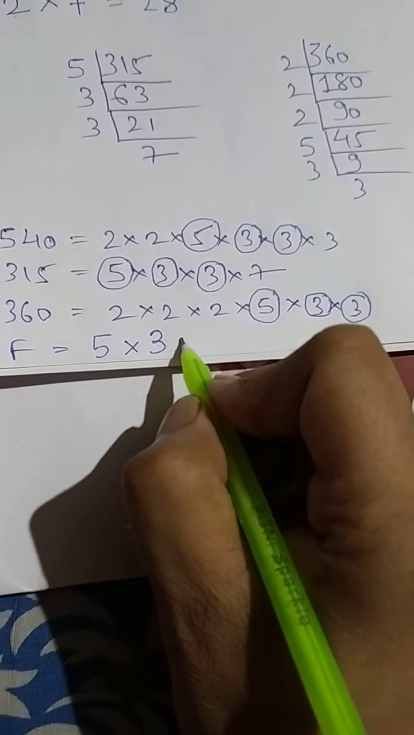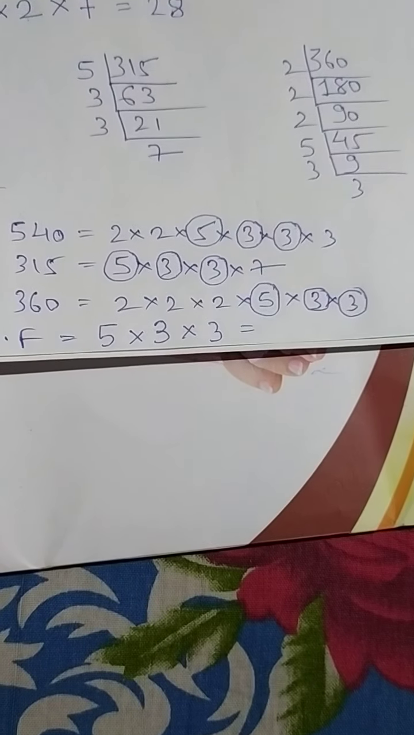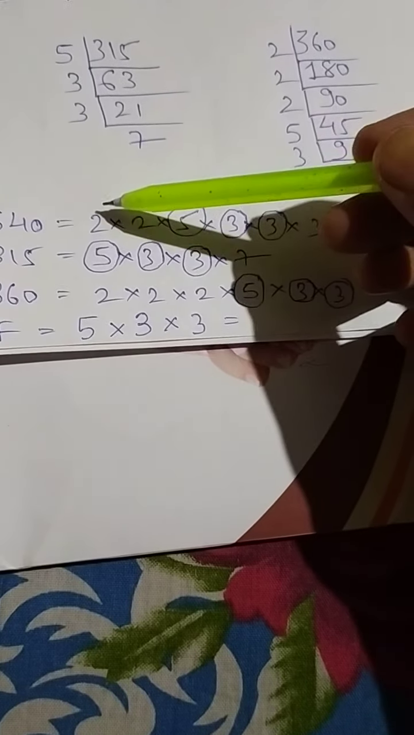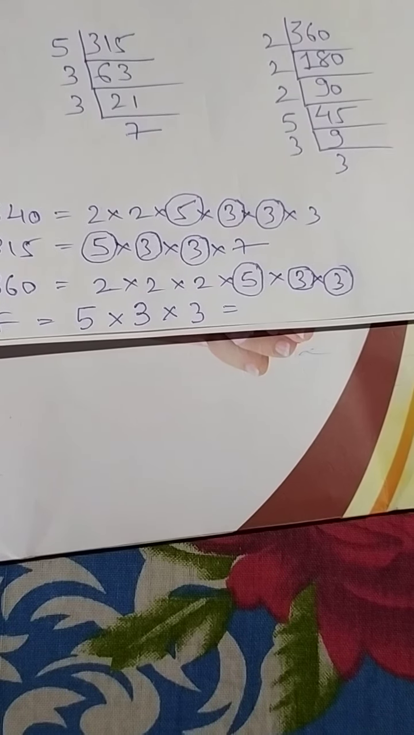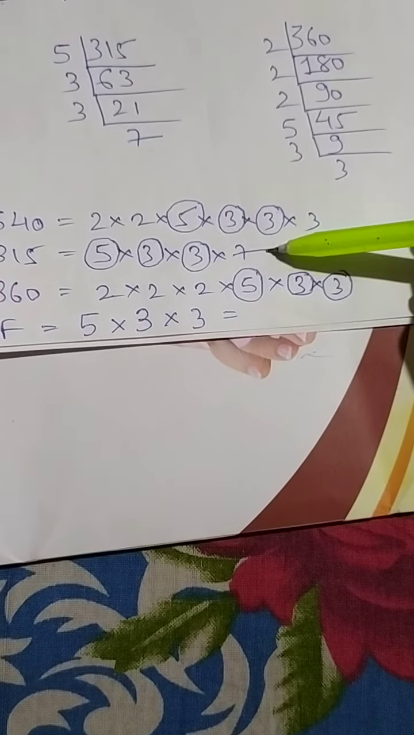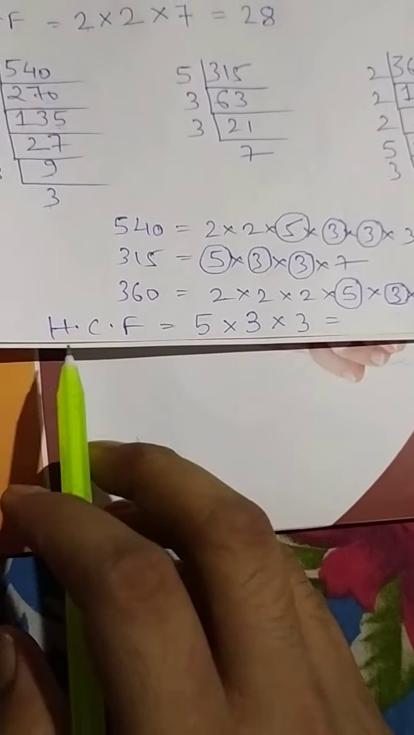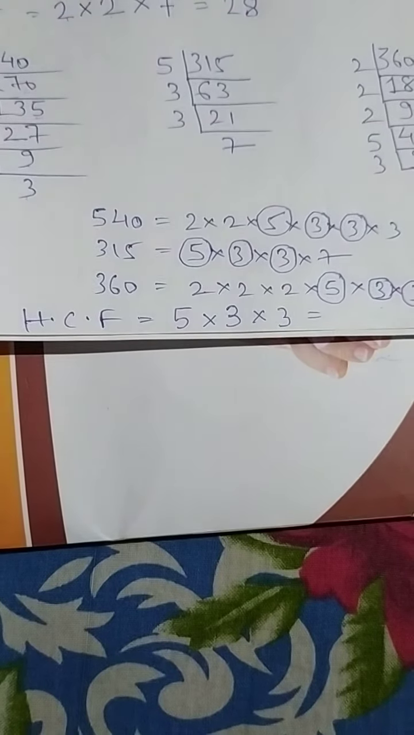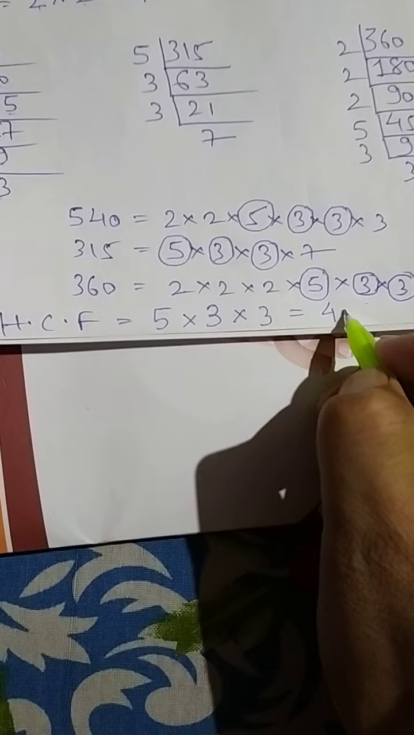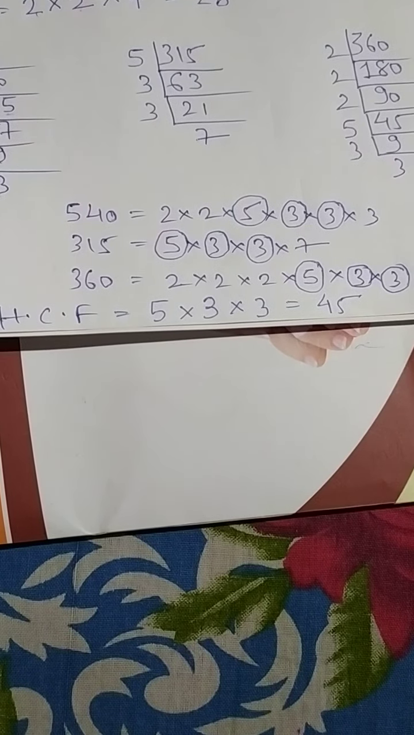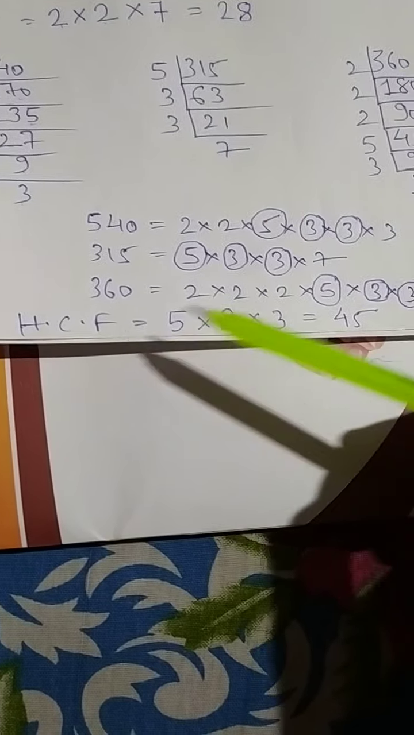3. So write down 3 common. Now see, 2 is not common because 2 is here and 2 is here, but here there is no 2. Okay. 7 is only here, but here and here there are no 7. So only this. So HCF is coming 5 into 3 into 3. 5 threes are 15, 15 threes are 45. So the HCF of 540, 315 and 360 is coming 45.